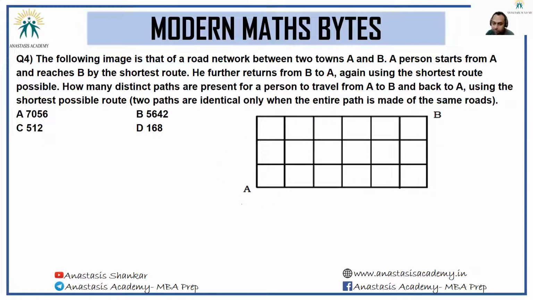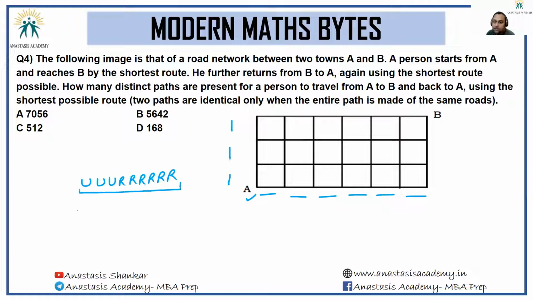Okay. So in terms of thinking, what I want you to do is see this person, somebody starting off at A. In order to get to B, what does this person need to do? 1 right, 2 right, 3 right, 4 right, 5 right, and 6 right. 1 up, 2 up, and 3 up. Basically, he has to go up, up, up, right, right, right, right, right, right. 6 rights and 3 ups.